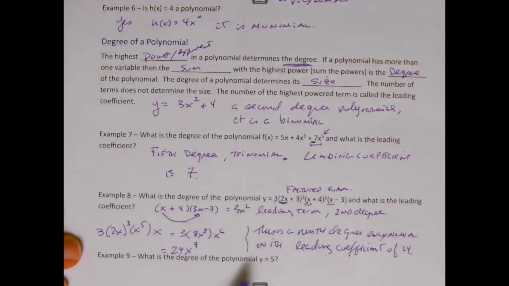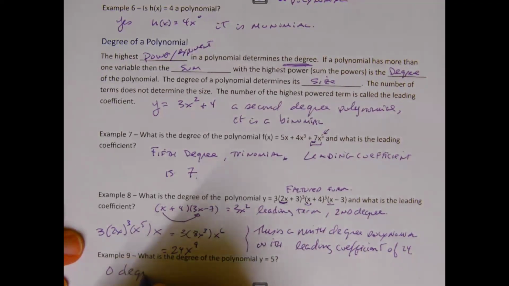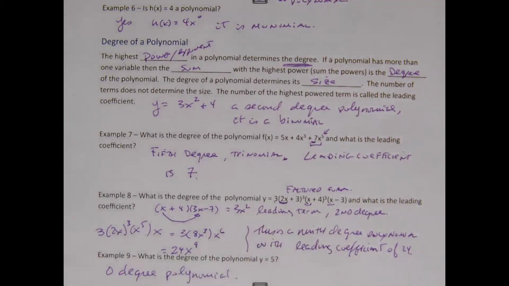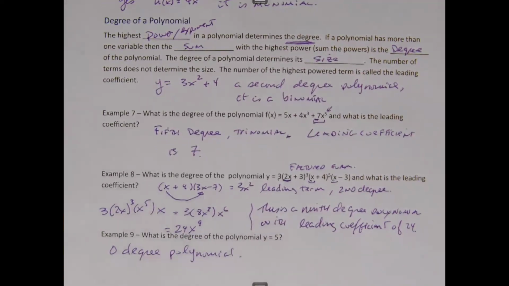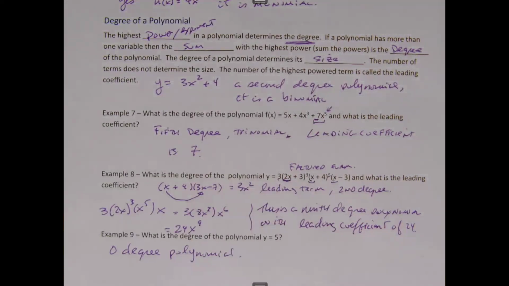What is the degree of this polynomial? Again, this is a constant. The answer is going to be a 0-degree polynomial. So a constant is going to be a 0-degree polynomial. And again, why is this important? Because this will determine the size, and it will help us when we want to graph this, and it's going to help us in the next topic.